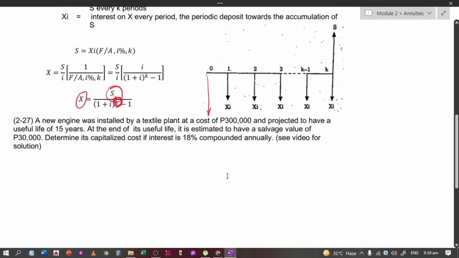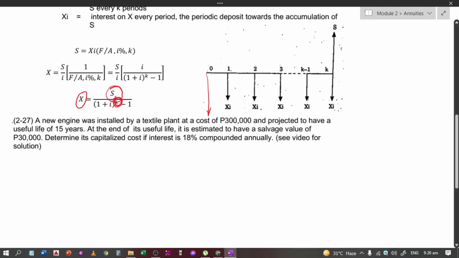So, example. A new engine was installed by a textile plant at a cost of 300,000 and projected to have a useful life of 15 years. At the end of its useful life, it is estimated to have a salvage value of 30,000. Determine its capitalized cost if interest is 18% compounded annually.